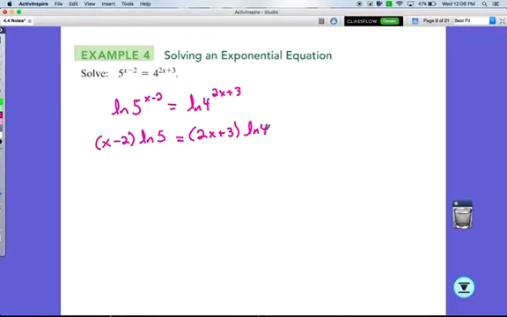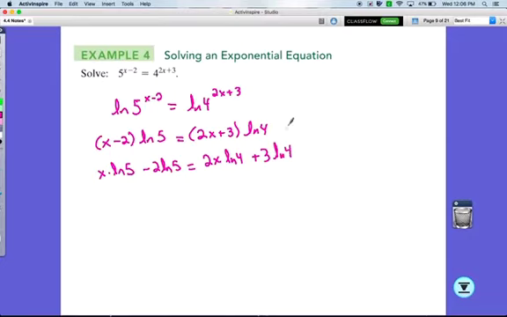All right, since we have the parentheses, we do need to make sure we distribute so we can get to the x's. So we have x times the natural log of 5 minus 2 times the natural log of 5. And then on the right-hand side, I'll have 2x times the natural log of 4 plus 3 natural log of 4.